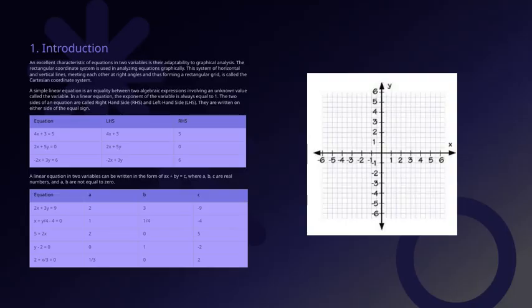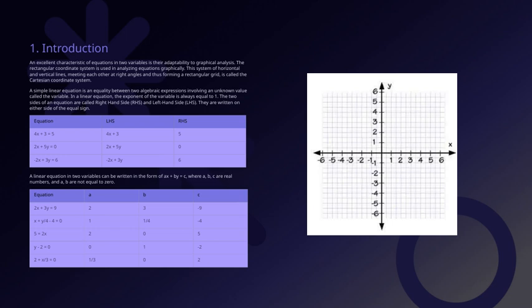Let's take a closer look at this table. Here, we have some examples of equations along with their left-hand side, or LHS, and right-hand side, or RHS. For instance, in the first row, the equation is 4x plus 3 equals 5. The LHS is 4x plus 3, and the RHS is 5. This helps us clearly see what each side of the equation looks like. In the second row, we have 2x plus 5y equals 0, where the LHS is 2x plus 5y, and the RHS is 0. The third example is minus 2x plus 3y equals 6. Again, the LHS is minus 2x plus 3y, and the RHS is 6.